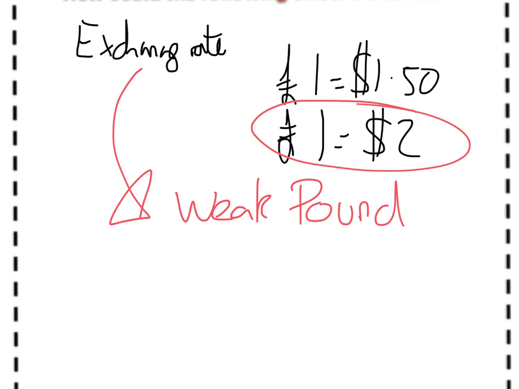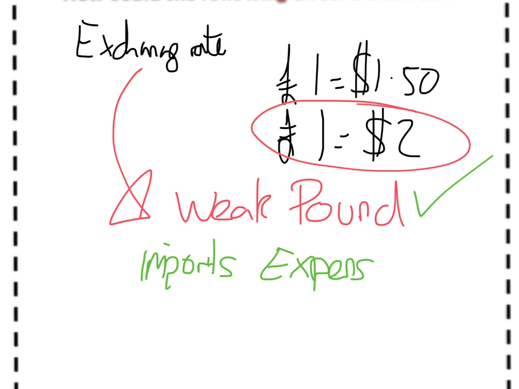They love a weak pound. It's the greatest thing in the world for a business. For a person who's going abroad, they'd actually prefer it the other way around. But don't worry about that. And the reason is, if there's a weak pound, imports into the country become expensive, and exports look cheap.